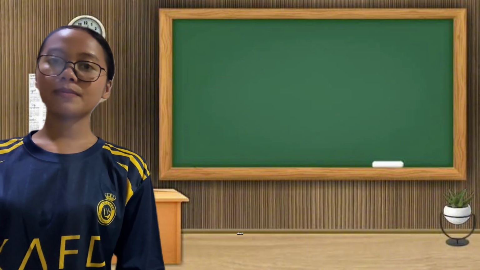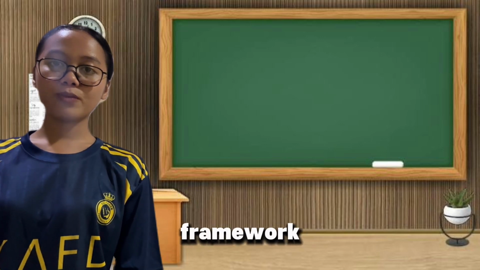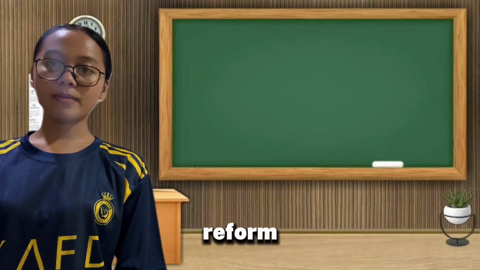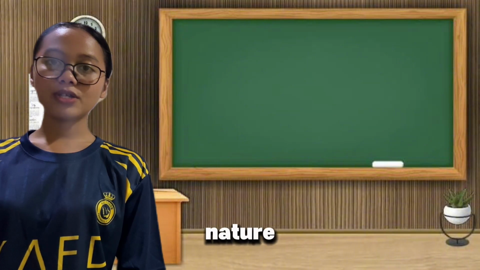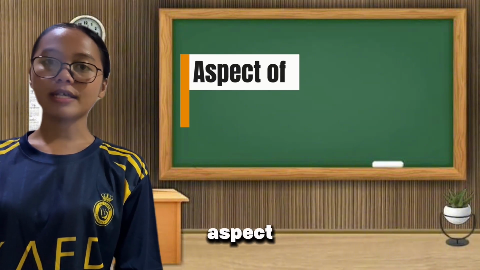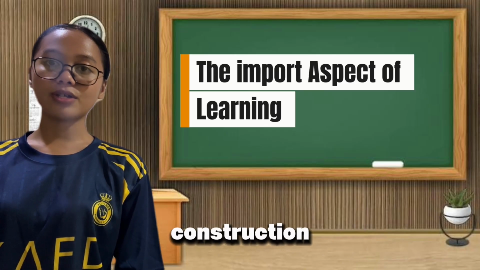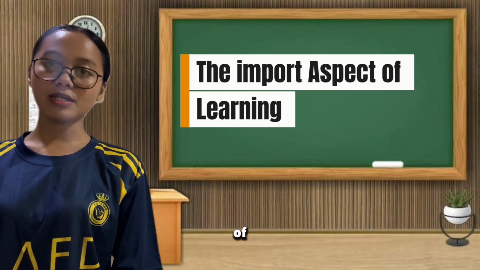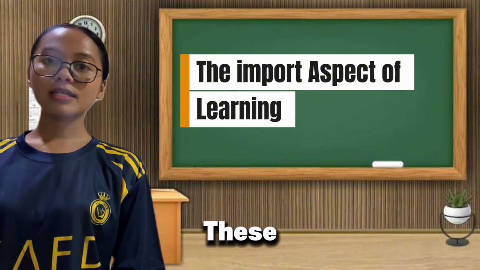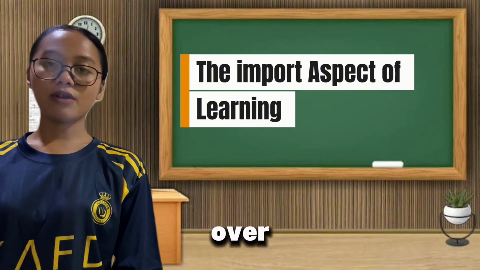In this presentation, I will first recall the report of the previous reporter. She discussed the learner-centered psychological principles, a framework for school reform and redesign, and the nature of the learning process. Now I will discuss the important aspects of learning: the goals of the learning process, the construction of knowledge, and the importance of strategic thinking. These elements guide how learners grow and succeed over time.